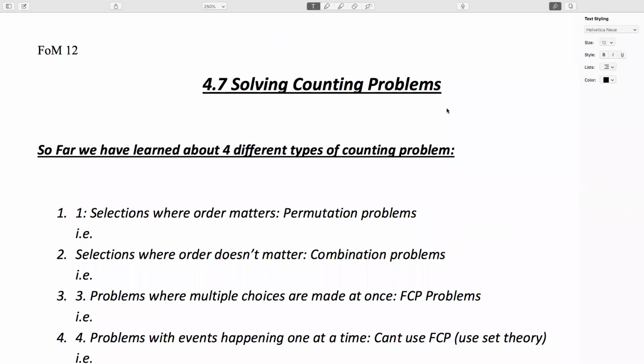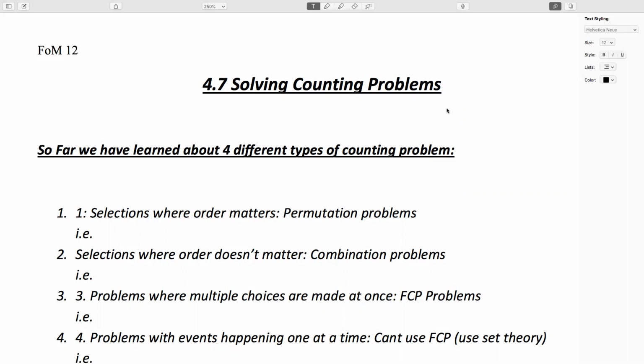So up until this point, we have talked about several different strategies to solve counting problems. We've got things like the counting principle, the permutation formula, the combination formula, and we've also got Venn diagrams, tree diagrams, and outcome tables. So the idea today is about solving a selection of different problems where we've got to make the choice, which technique do we use to solve it.